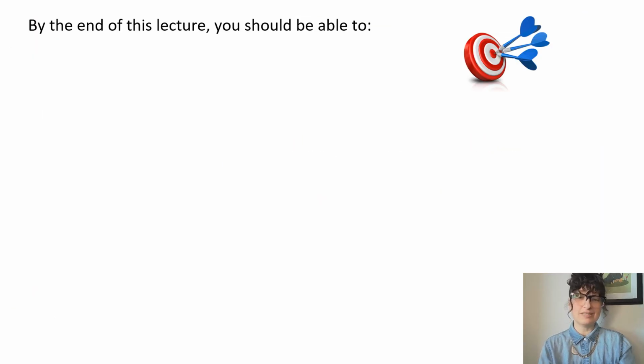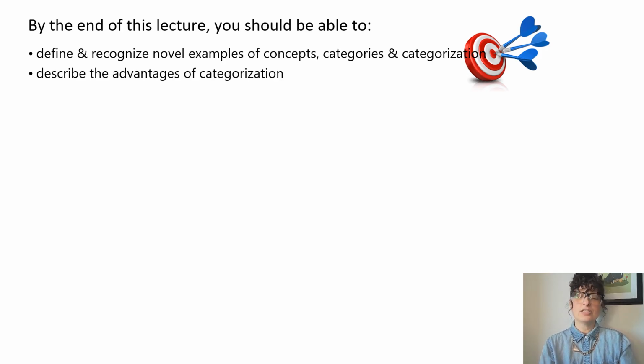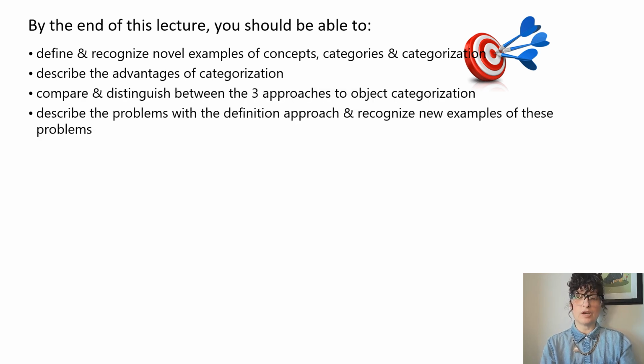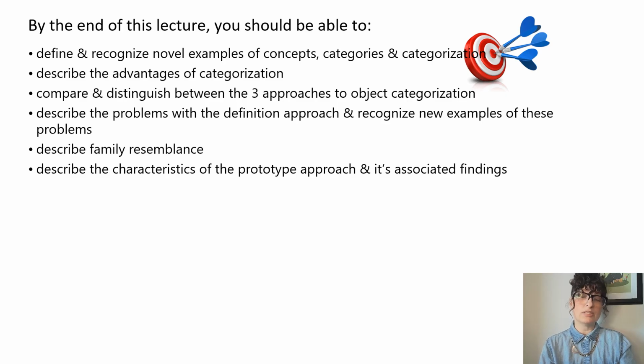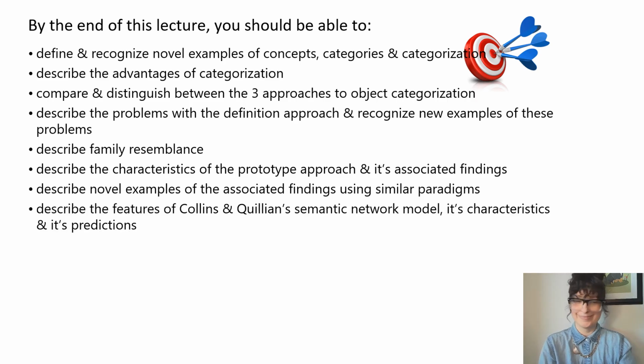Okay, so it's the end of this lecture. You should be able to define and recognize novel examples of categories, concepts, and categorization. Describe the advantages of categorization. Compare and distinguish between the three approaches of object categorization. Describe the problems with the definitional approach and recognize new examples of these problems. Describe family resemblance. Describe the characteristics of the prototype approach and its associated findings. Describe novel examples of the associated findings using similar paradigms.